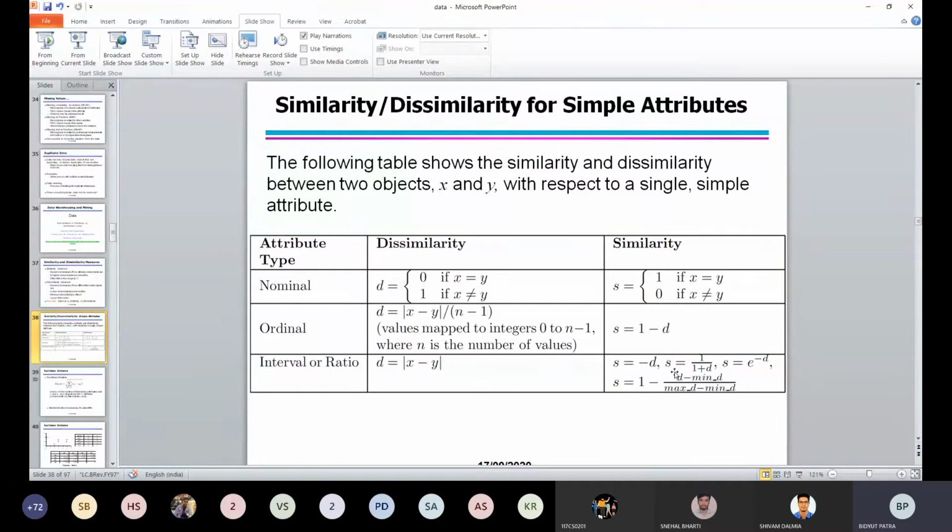Next, we can put the reciprocal, 1 over d. Another way, which is not linear, is to put e to the power minus d, which ensures the value is between 0 and 1. And another option is this one. So these are the ways we need to explore.